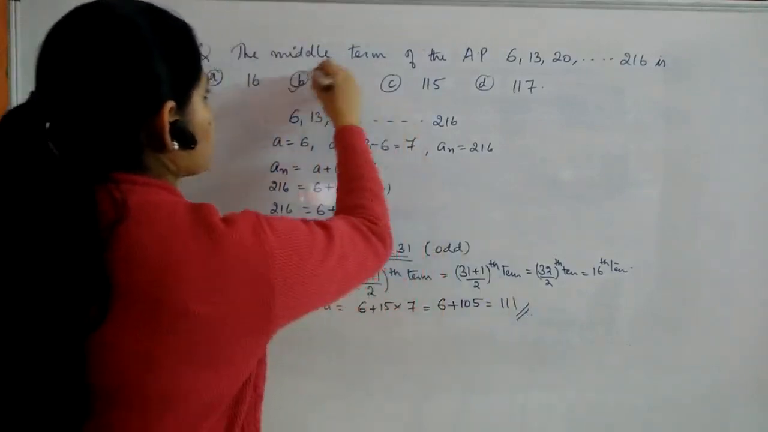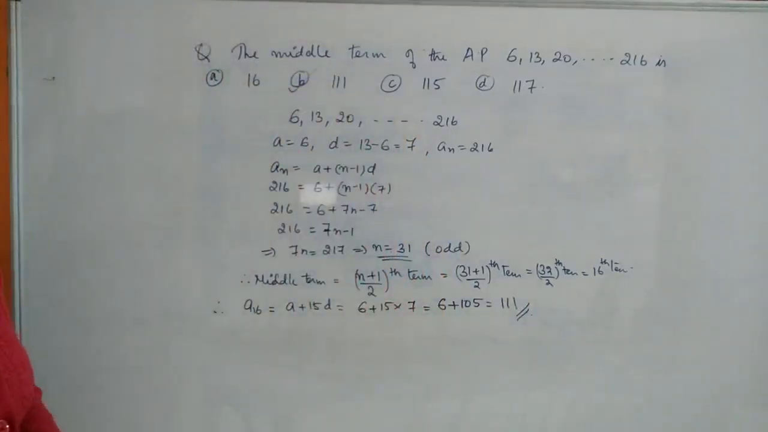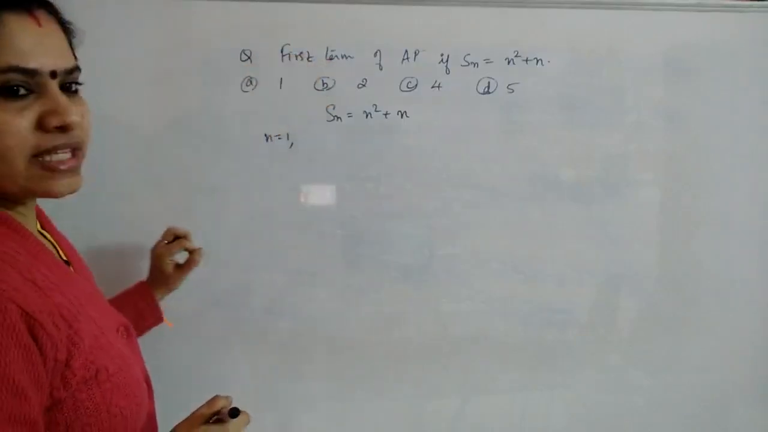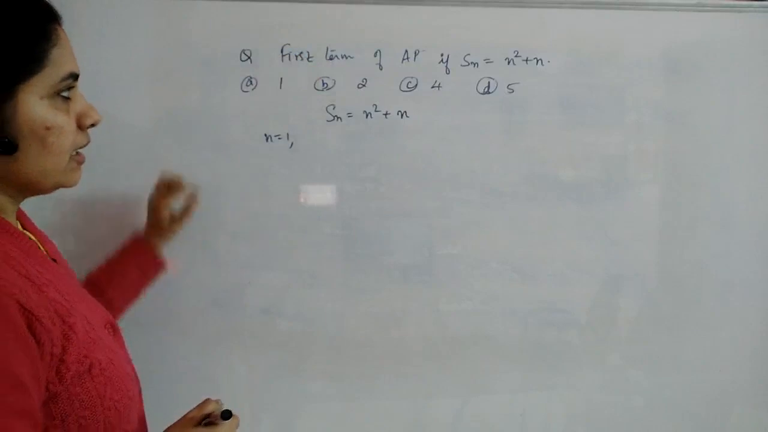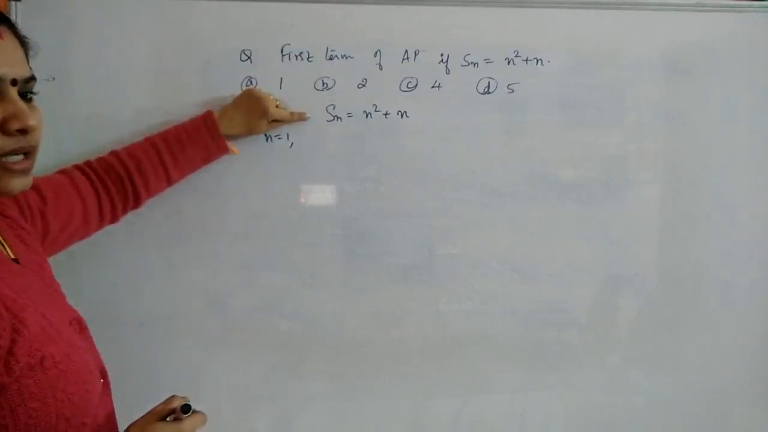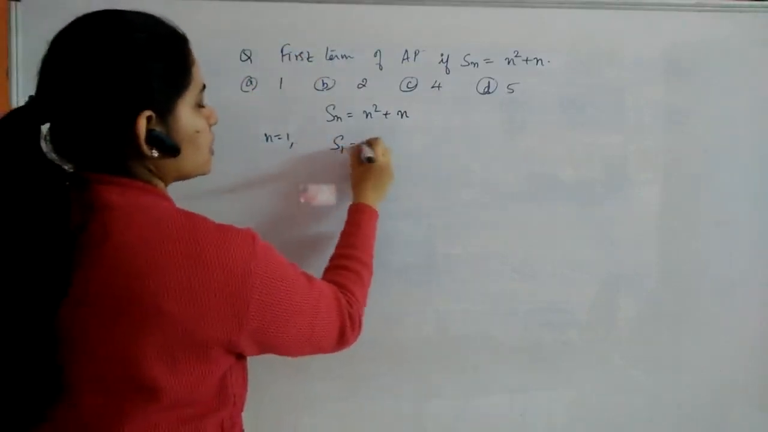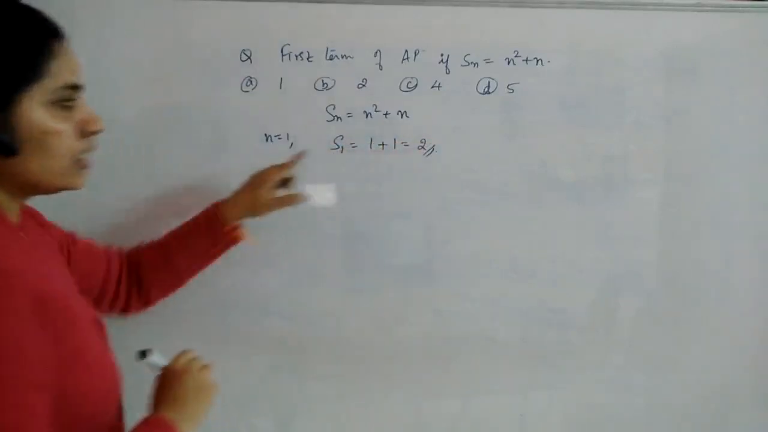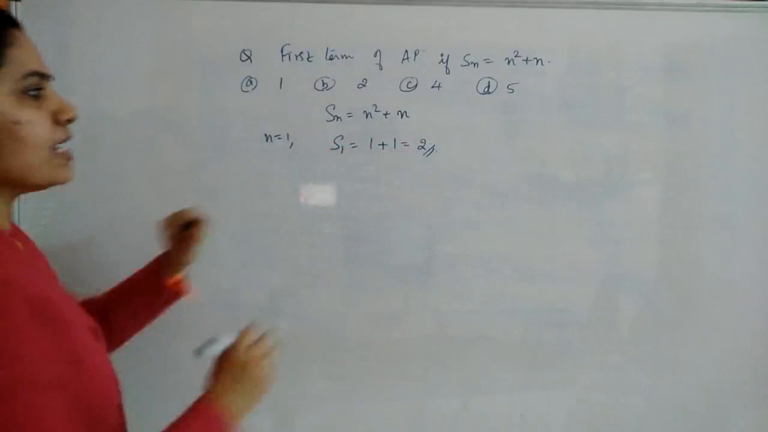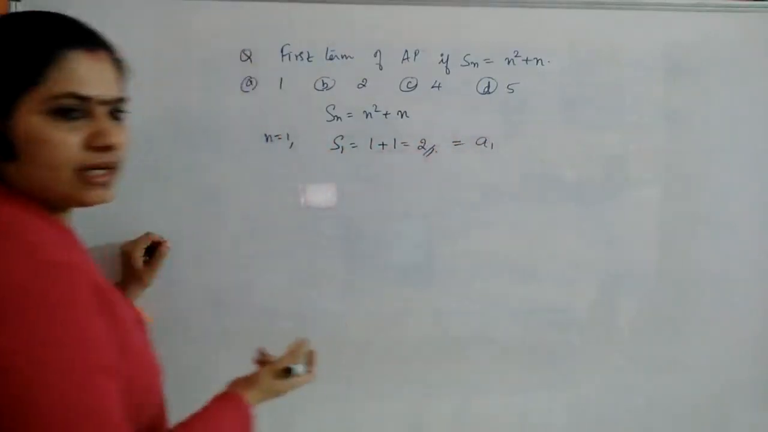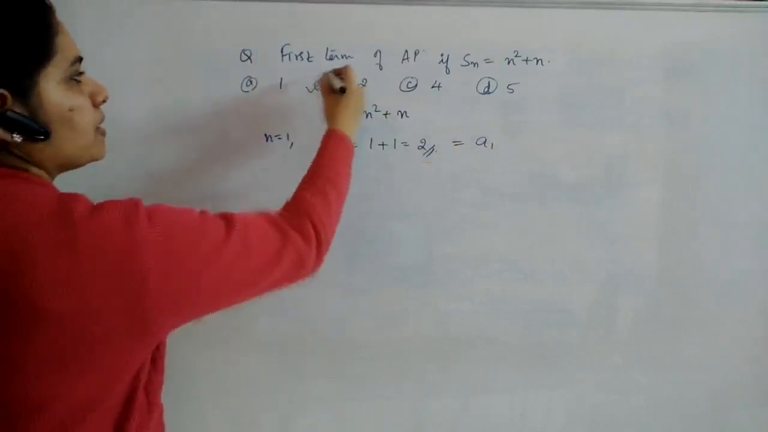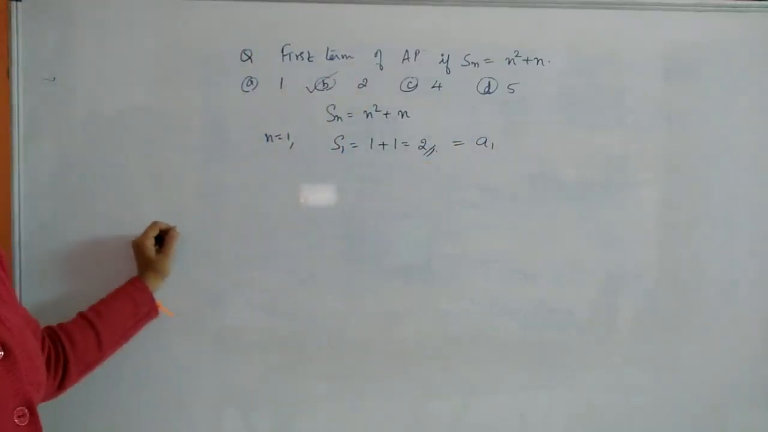Yes. So option B is the correct answer. First term of the AP, if Sn is equal to n square plus n. How will you find out? When you substitute n equal to 1, you will get S1 is equal to 1 square plus 1, which is 2. Now, this S1 is same as A1 here because you have only one term to be added. So that will be your first term. Okay. So option B is correct.